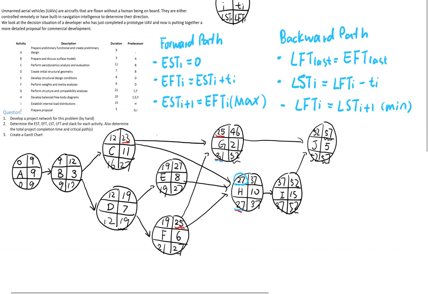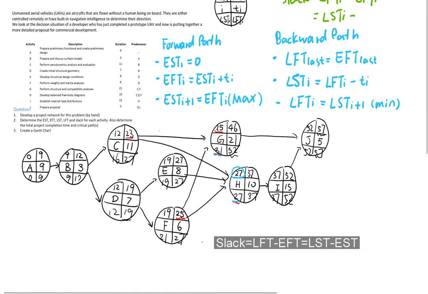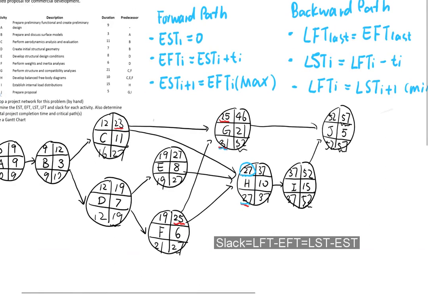And next, I want to show you how to identify the critical activity and the critical path. And now we need to calculate the slack. Let me write it here. Slack is equal to the latest finish time minus the earliest finish time. It's also equal to the latest start time minus the earliest start time. And those values are always equal to each other. And now we can calculate the slack.